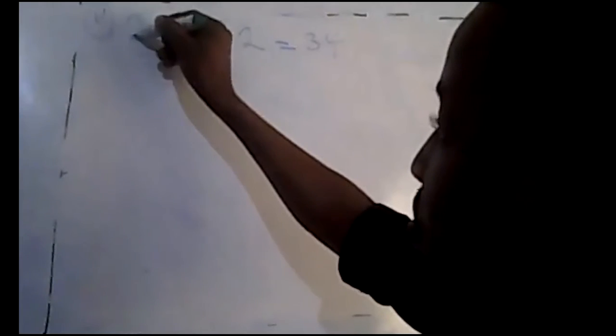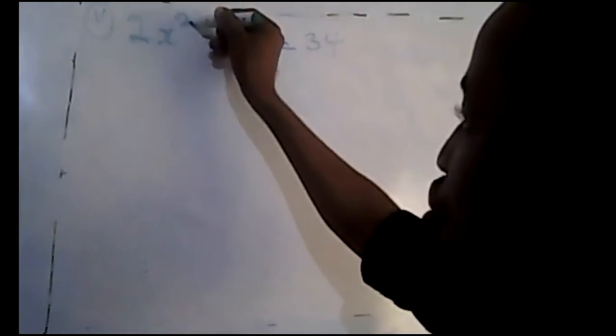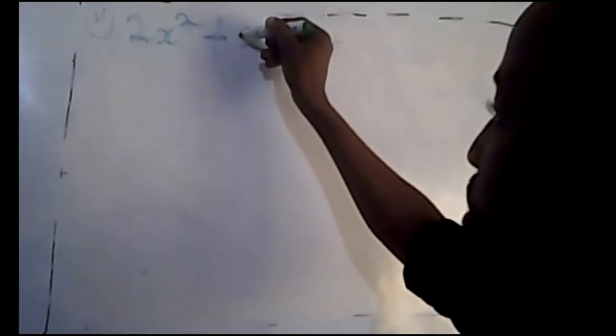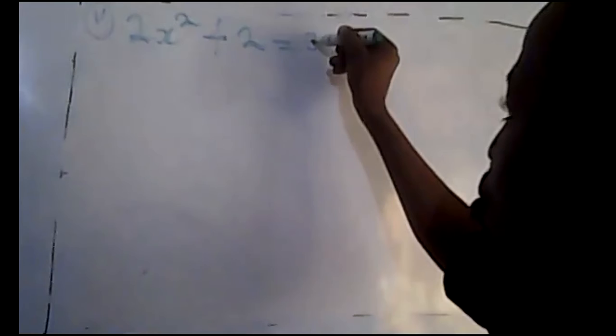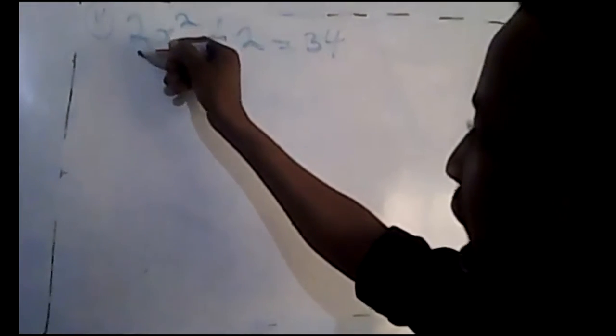Now, this one as well is very simple. 2x squared plus 2 equals 34. Let's see how it's done. The first thing you need to do is isolate 2x squared.